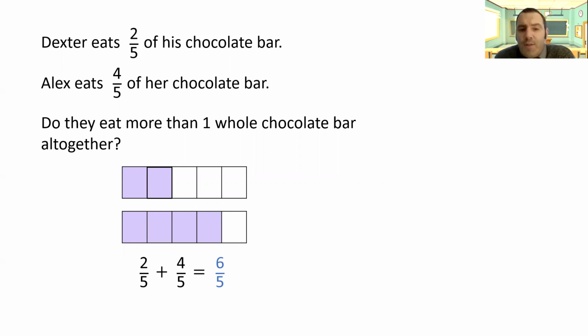So we know 6/5 is an improper fraction, so they must eat more than one whole chocolate bar together. Let's check. Let's just move one of these squares. I've eaten one whole chocolate bar, that's 5/5 of a bar, and I've got one part of the next bar that's been eaten, so I've only got 4/5 of the chocolate bar left. So 6/5, as we said, is 1 whole and 1/5. So yes, they do eat more than one whole bar.